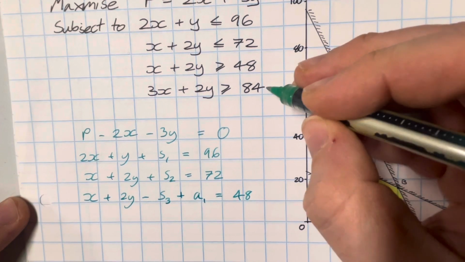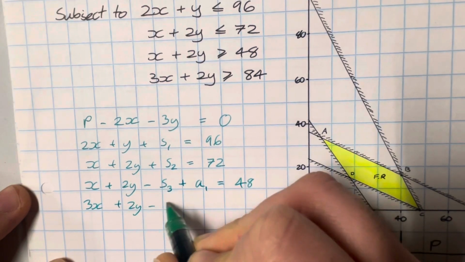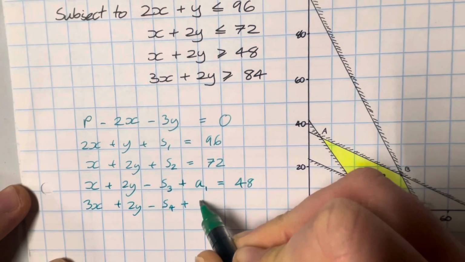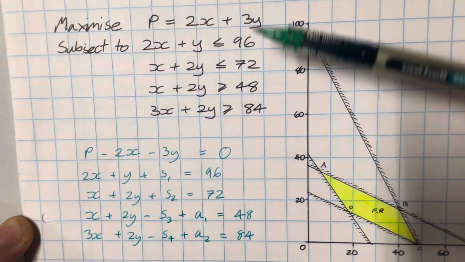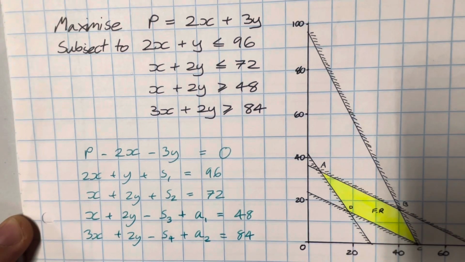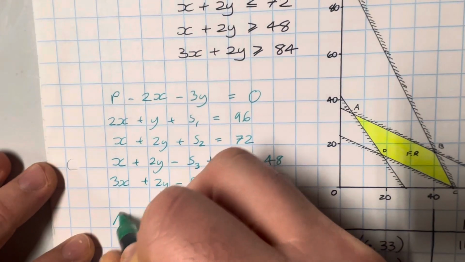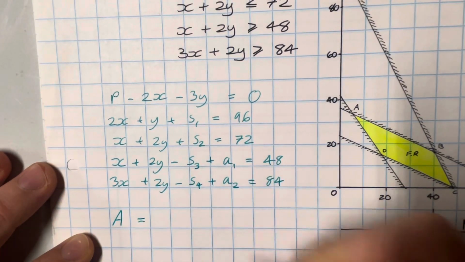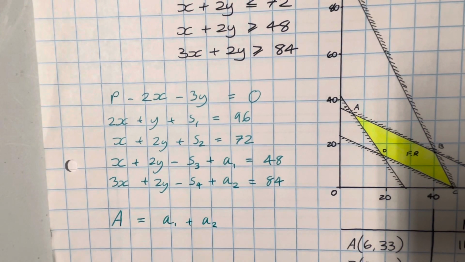And then the bottom one is exactly the same, except it's going to be a different surplus variable. So let's call it S4, and a second artificial variable. So let's call it A2. And that's going to equal 84. Okay, so that's how we deal with those. Now, we've also got this new objective variable to deal with, which is capital A, and the objective variable in this case is equal to the sum of A1 and A2. In general, it's going to be the sum of all of the artificial variables that you have.